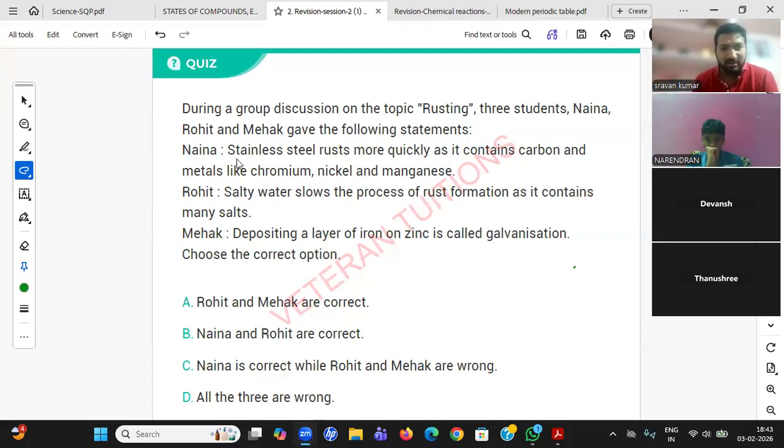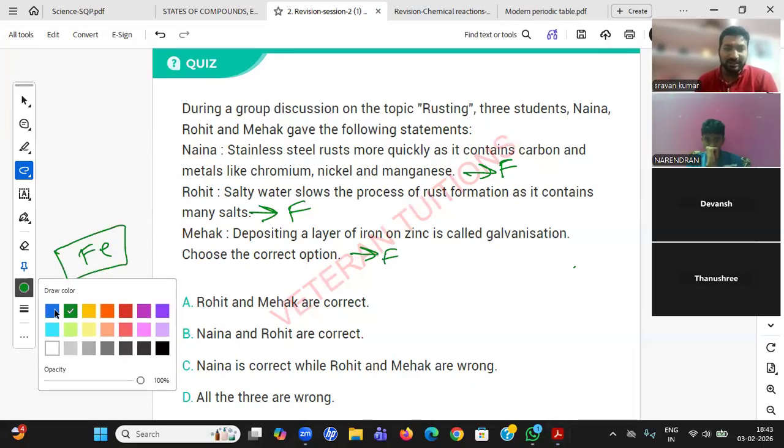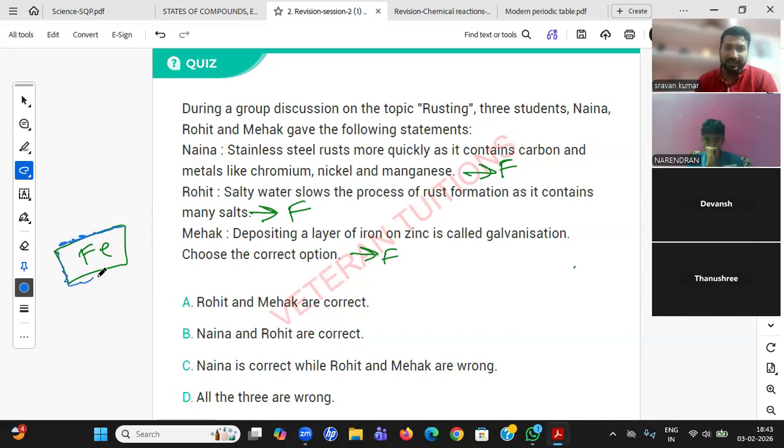Let me see. Stainless steel rusts more quickly as it contains carbon: absolutely not. We are using stainless steel so that it will not rust. So false. Salt water slows the process: just now I have said salty water increases the conductivity and rusting. False. Depositing a layer of iron on zinc is called galvanization: again false. Zinc should be deposited on iron, but what did he say? Iron is being deposited on zinc. This is wrong, beta. You need to deposit a layer of zinc on iron. So all the three are false.